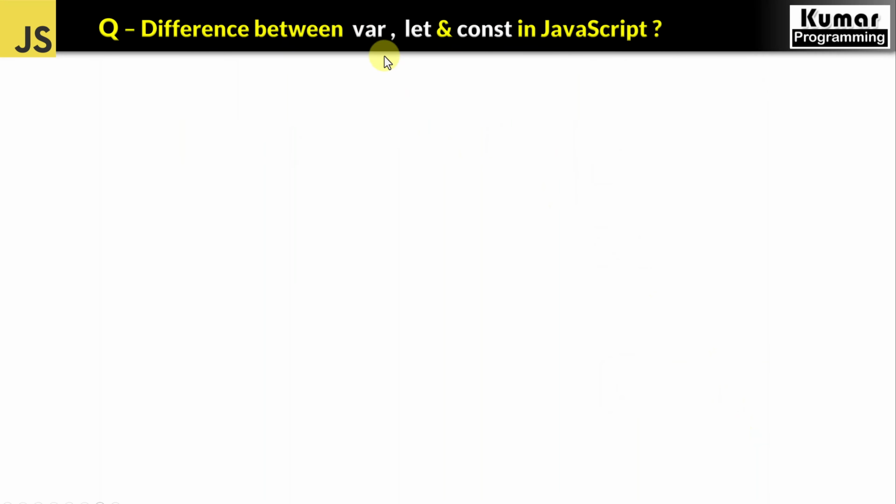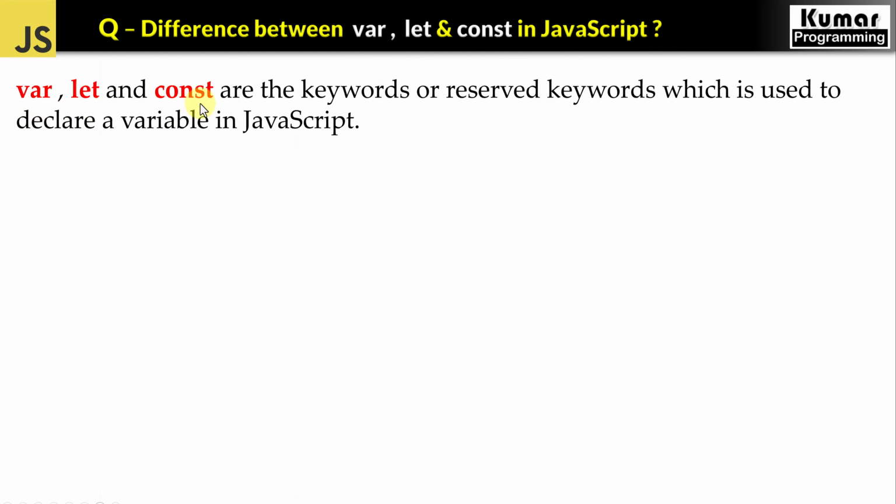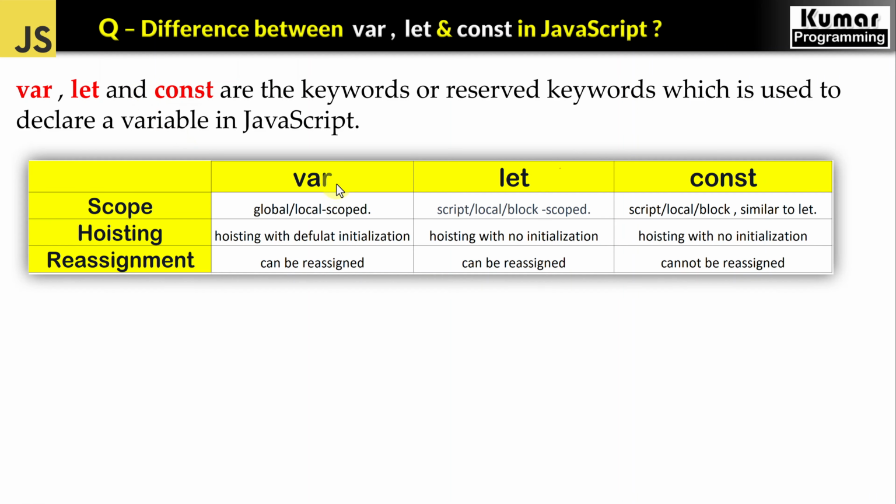So what is the difference between var, let and const in JavaScript? Var, let and const are the reserved keywords which are used to declare a variable in JavaScript. However, they have a lot of differences on the basis of their uses. So now let's see what all the differences they have. Differences between var, let and const keyword are categorized into three categories: scope, hoisting and reassignment.